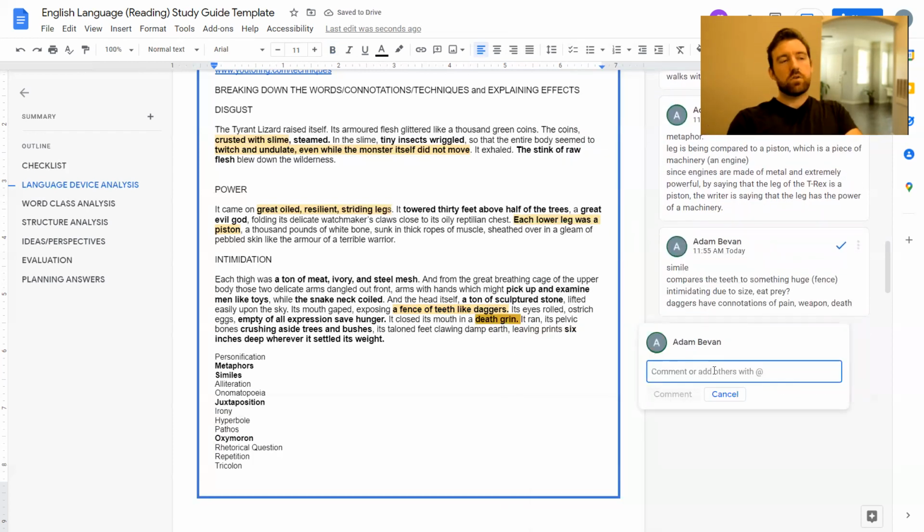Okay, good. So death grin. Now, why is this intimidating? What you have to do is you have to think about why these 2 words might have been put together.